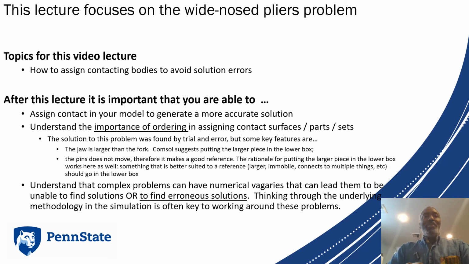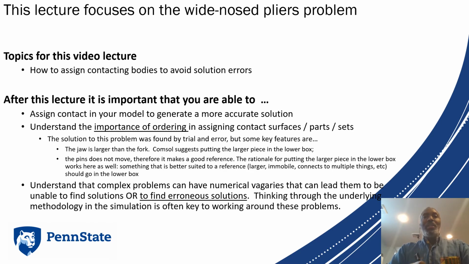The first is noticing the jaw is actually larger than the fork, and COMSOL suggests putting the larger piece in what will be the lower box on this model. The other issue comes from the fact that the pins do not move. Therefore, it makes a good reference. The rationale for putting the larger piece in the lower box works here as well. Something that is better suited to being a reference, meaning it's larger, meaning it's immobile, it doesn't move, meaning it's the one thing that connects to multiple other things, those things should go in the lower box.